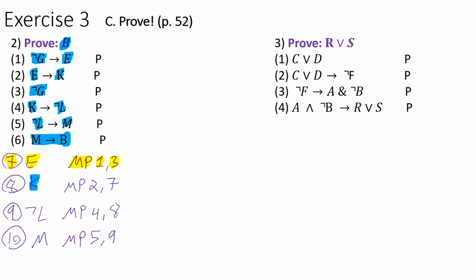But if M is the case, we can look at line 6. It's the antecedent. And so we can get that consequent B. So for line 11, it therefore follows that B is the case by modus ponens with lines 6 and 10. And that concludes that proof.